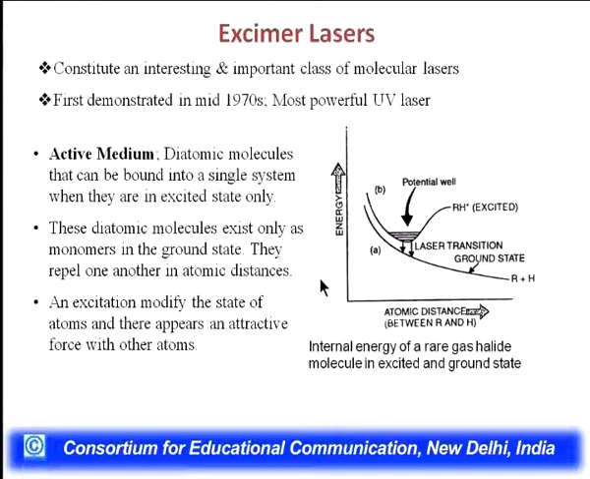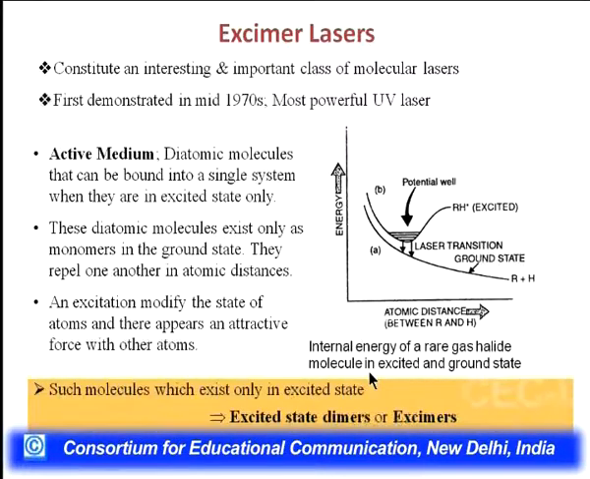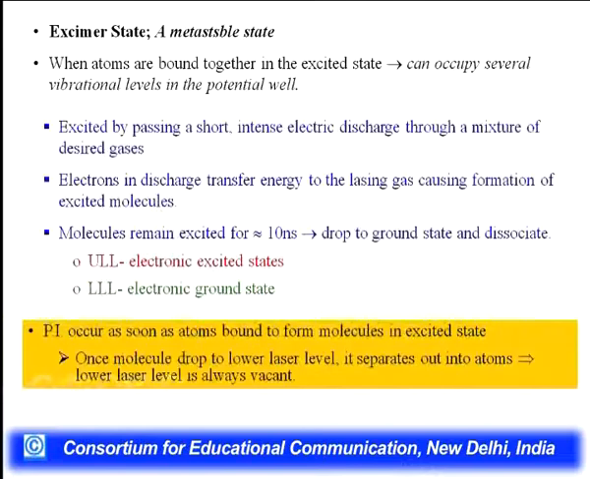Now, excitation modifies the state of the atoms. There appear attractive forces with other atoms. That's why they are in the excited state. Such molecules which exist only in the excited state are known as excited state dimers, or we can call them excimers. That's why this is called an excimer laser. Atoms of the inert gases can be bound into molecules by imparting energy to them. Now this is the excimer laser.